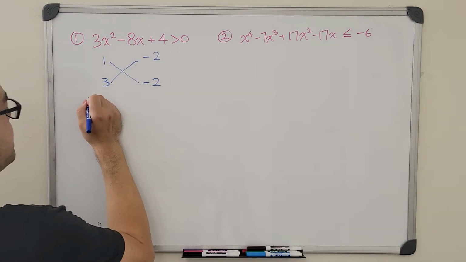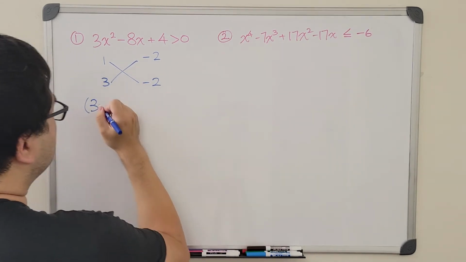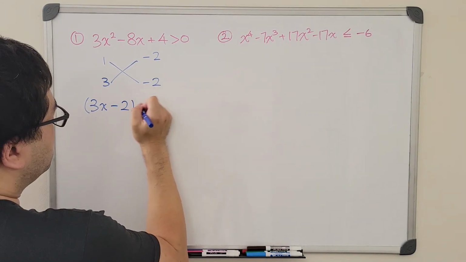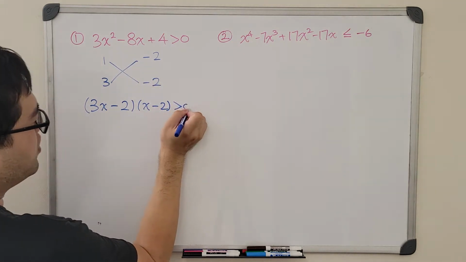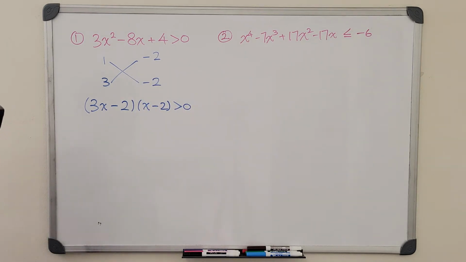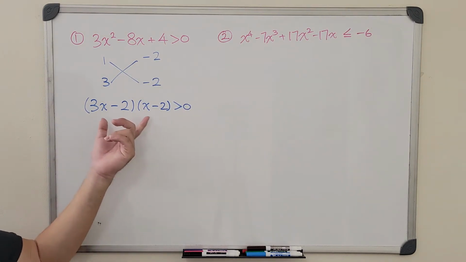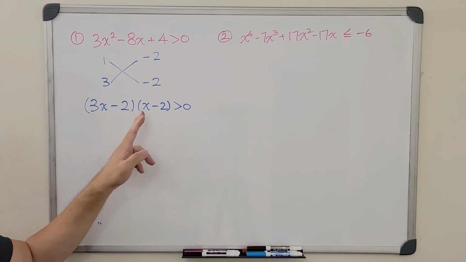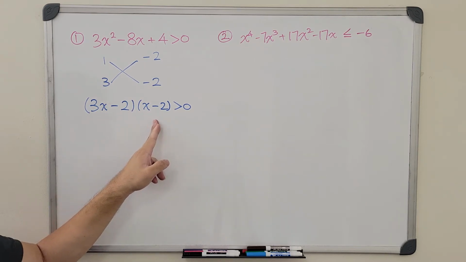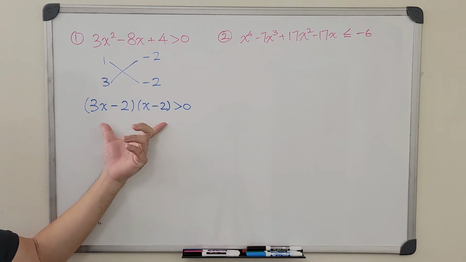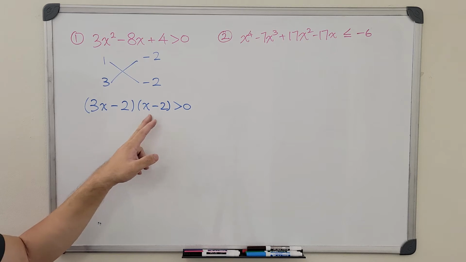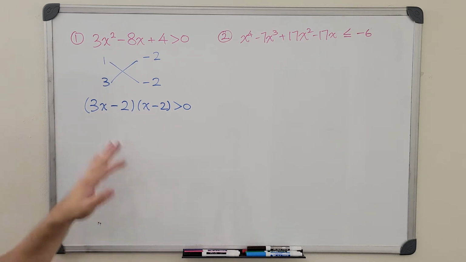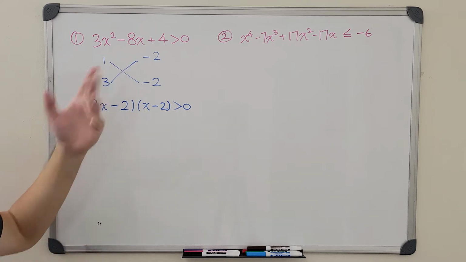Great. So we now can factor it into 3x minus 2 times x minus 2, which is the left hand side, and then we want to keep everything else the same, greater than 0. Now, perhaps you might ask, does it really matter whether we put x minus 2 first or 3x minus 2 first? Not really, because again, we call that commutative, meaning that we can put either one first and then the other one second, and the product will still end up with the same result.